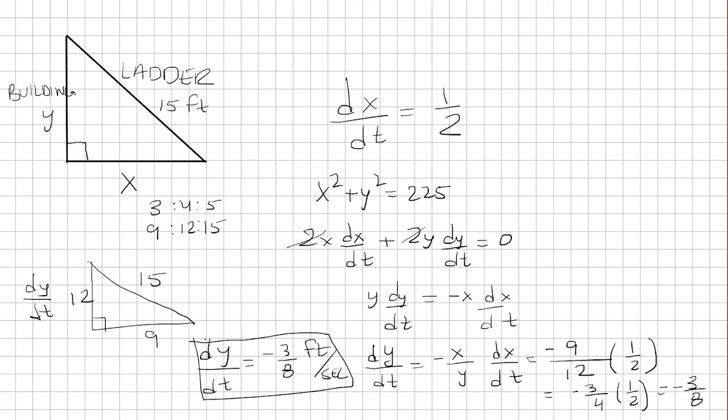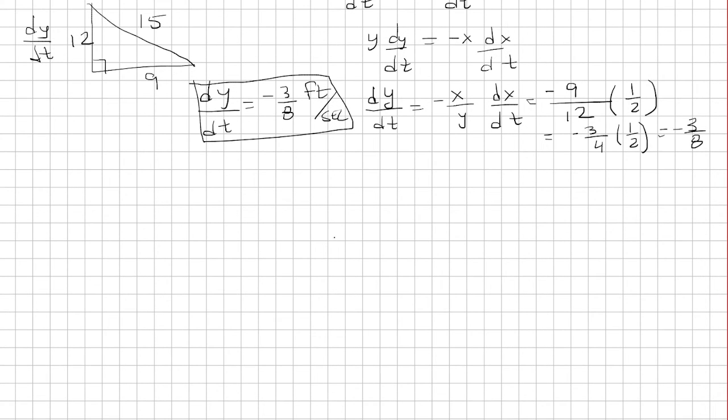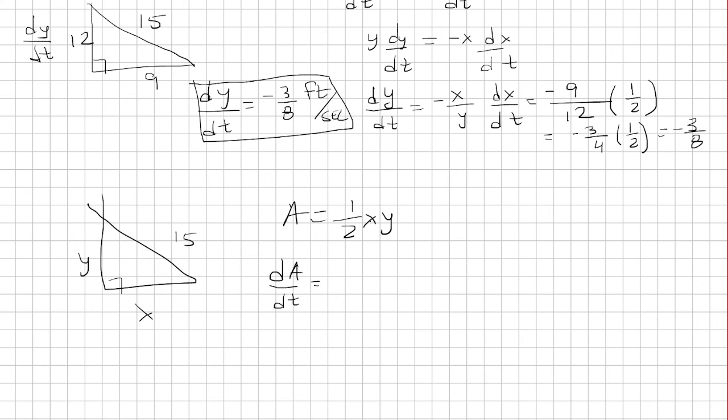Now I want to find the rate of change in square feet per second of the area of the triangle formed by the ladder, the building, and the ground when the foot of the ladder is 9 feet from the base, or from the building. Okay. Now, if we said this is x, this is y, this is 15, the area is 1/2 times base times height. So we want to see the rate of change of the area, so that's dA over dt, which we have to use the product rule for.